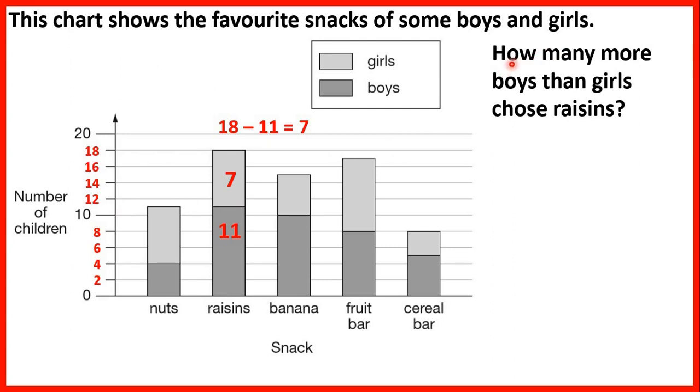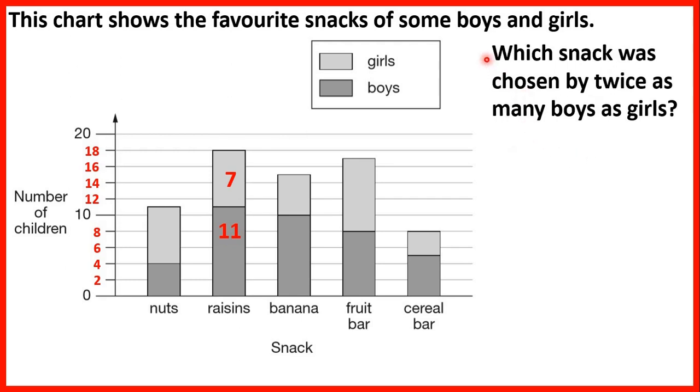Now the question asks how many more, so we're finding the difference, which means we need to subtract, and 11 minus 7 is 4, so 4 more boys than girls chose raisins. Now, which snack was chosen by twice as many boys as girls? So it's not going to be raisins, because 11 is not 2 times 7.